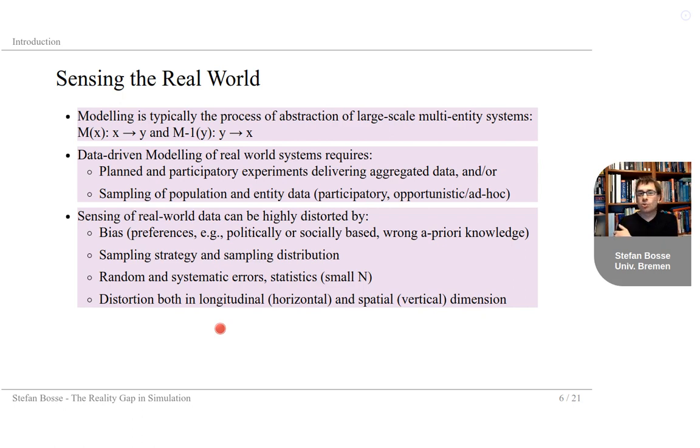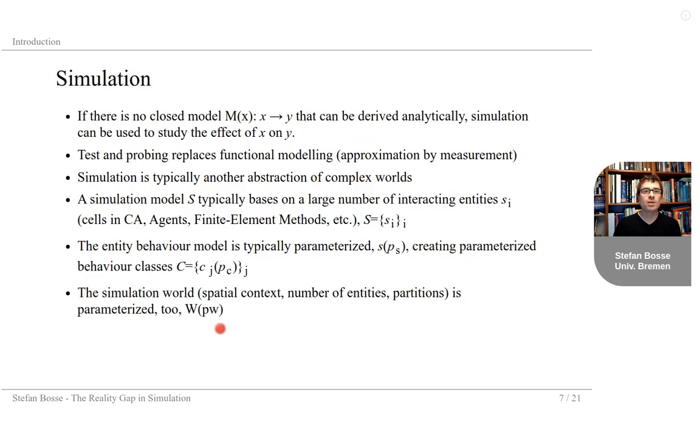And finally, distortion, both in longitudinal, that means horizontal time, and spatial vertical dimension, is a real issue. So, in simulation, if there is no closed model M that can be derived analytically, simulation can be used to study the effect of X on Y, but not Y on X. This cannot be directly inferred.